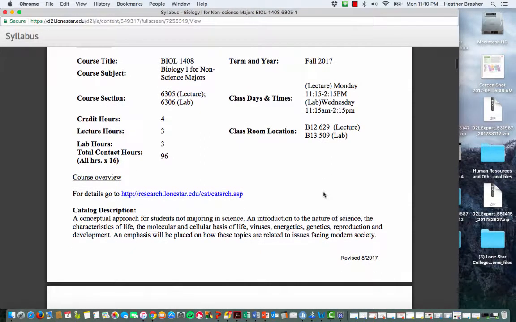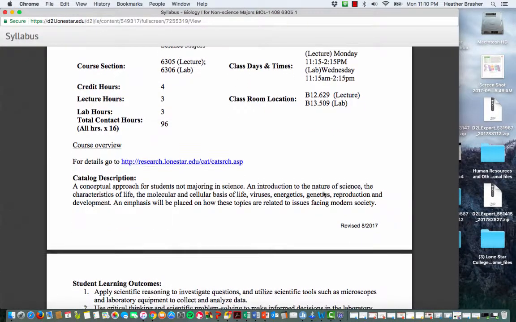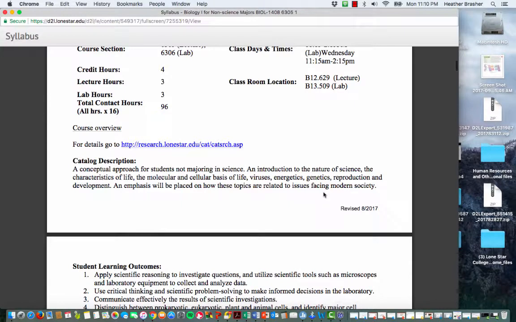But I will see you tomorrow. And I will see you in 12-629. So this is on the 6th floor. Go up the elevators and to the right. Again, that's the 12th building. And you'll find it right around on the right-hand side. The lab is 13.509, which you're going to go to the 5th floor on that one, up the elevators and to the left. And it's way down almost to the end of the hallway.